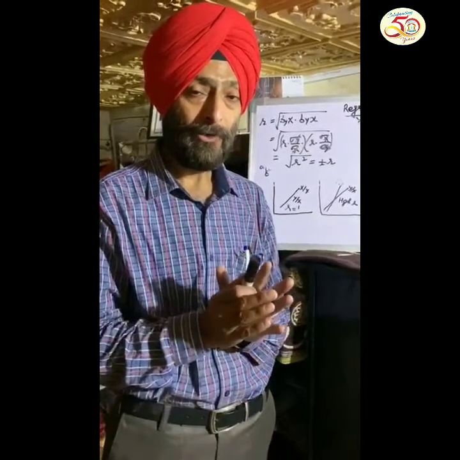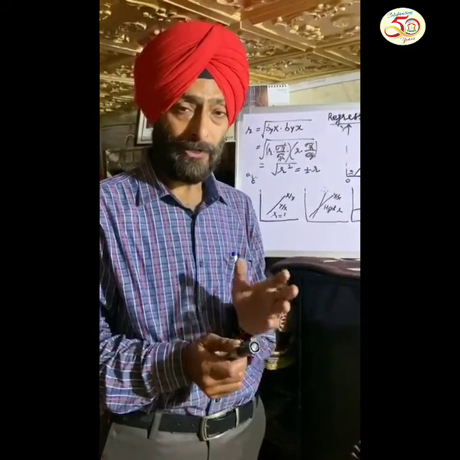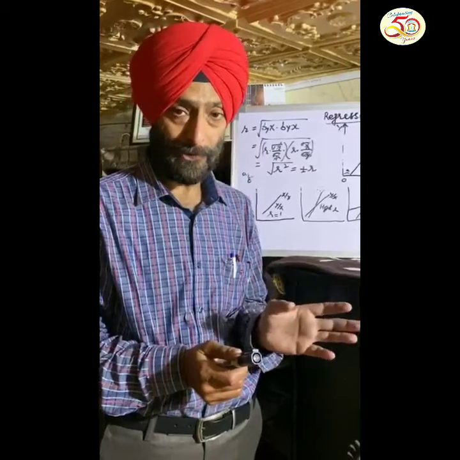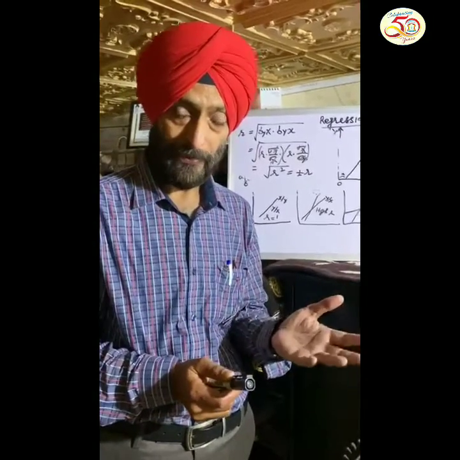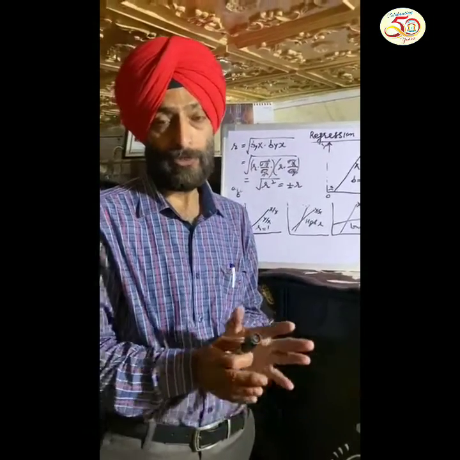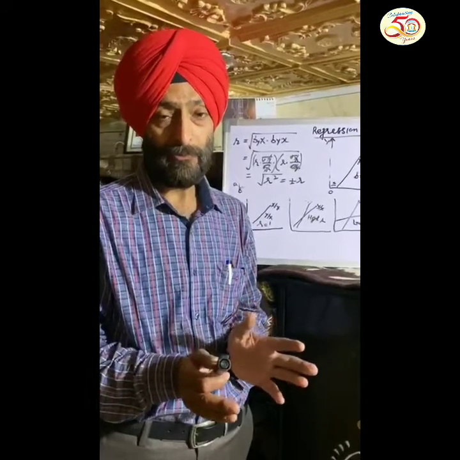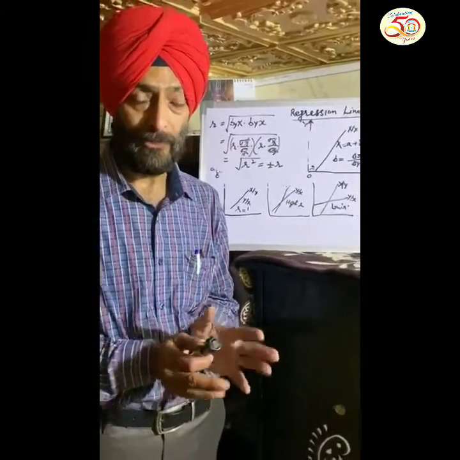Another point is, a correlation coefficient has two limits, that is plus minus 1, but regression coefficients have no such limits. Any one of the two regression coefficients may be more than 1, but the other will be less than 1. Both of them cannot be greater than 1, but both of them can be less than 1.